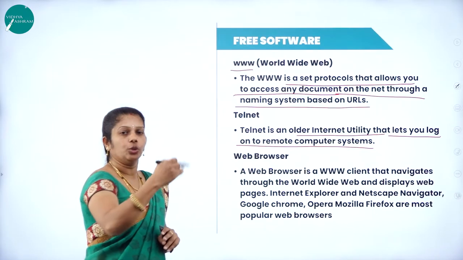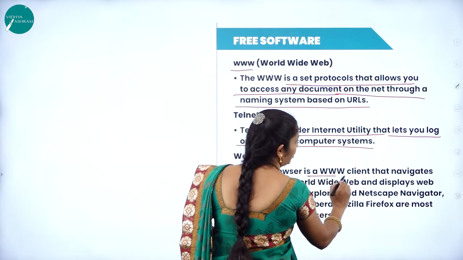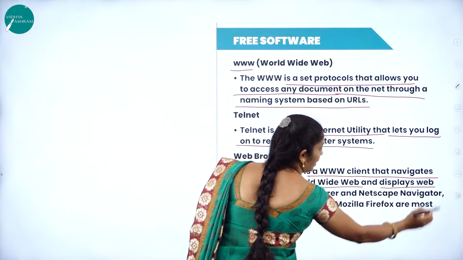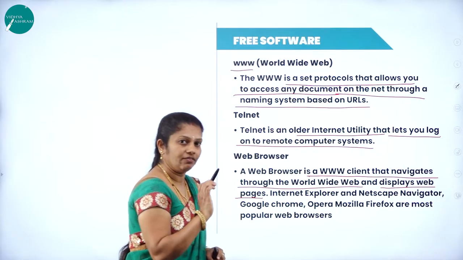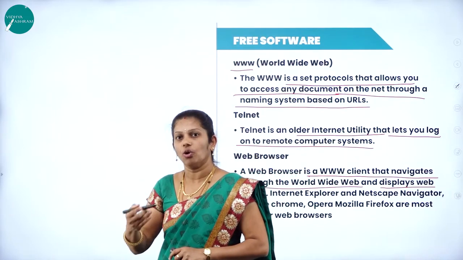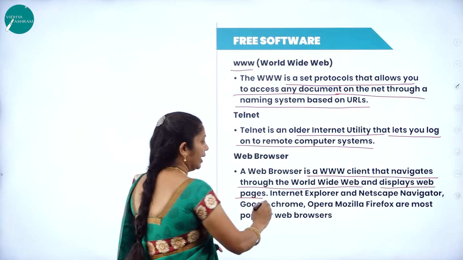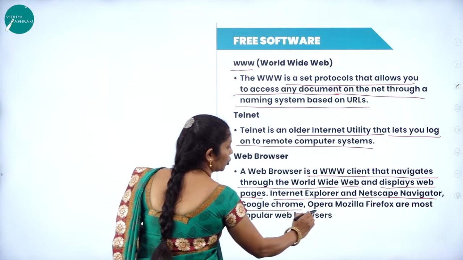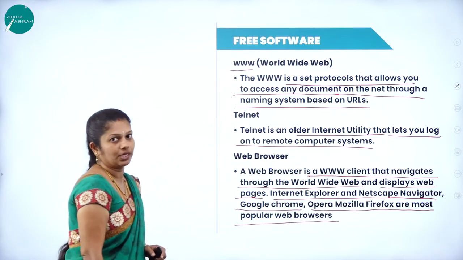Through WWW, we can access the data here. A web browser is a WWW client that navigates through the World Wide Web and displays web pages here. Then when they come to the web page, the web page contains a collection of documents. It may be text, pictures, audio, graphics, anything. Whereas a website is a collection of web pages. Internet Explorer, Netscape Navigator, Google Chrome, Opera, and Mozilla Firefox are the most popularly used web browsers nowadays.